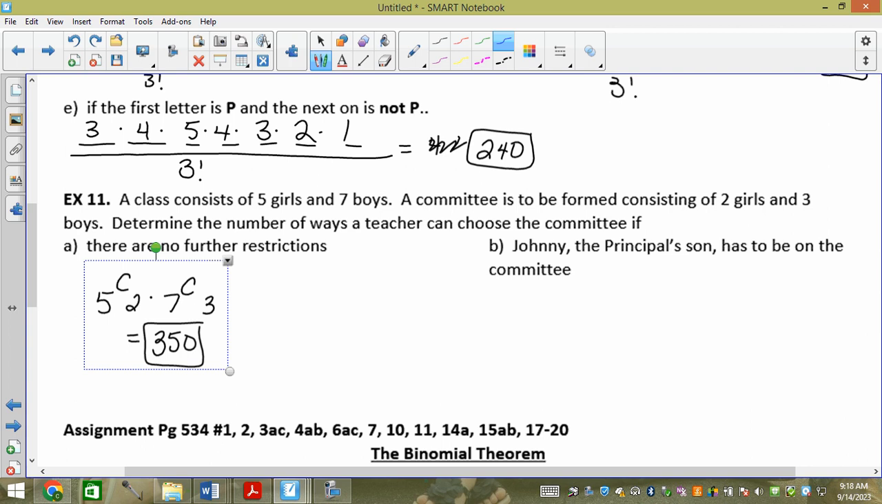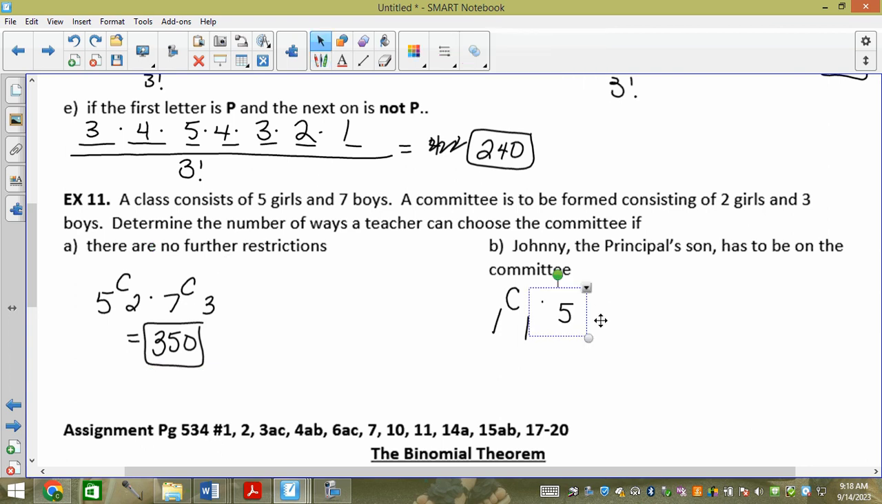And then we have Johnny, the principal's son. So we need Johnny. How do we get Johnny? Choose Johnny. Then we still need 2 girls. So 5C2.